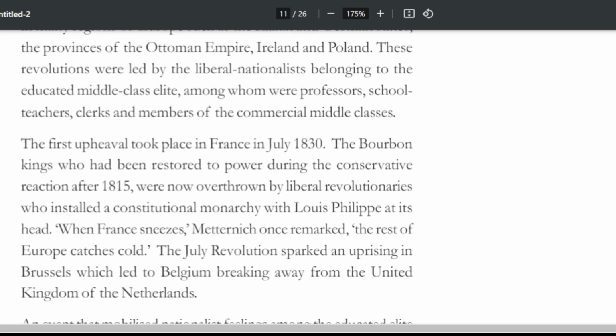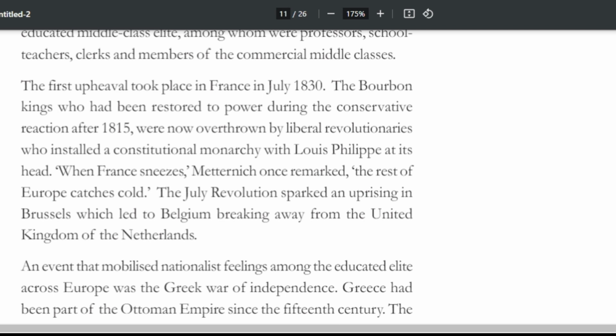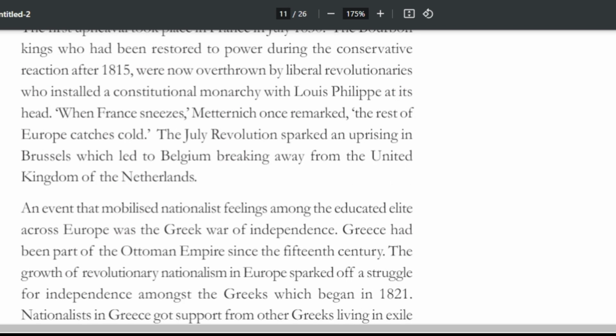The first upheaval took place in France in July 1830. The Bourbon kings, who had been restored to power during the conservative reaction after 1815, were now overthrown by liberal revolutionaries, who installed a constitutional monarchy with Louis Philippe at its head. When France sneezes, Metternich once remarked, the rest of Europe catches cold. The July Revolution sparked an uprising in Brussels, which led to Belgium breaking away from the United Kingdom of the Netherlands.